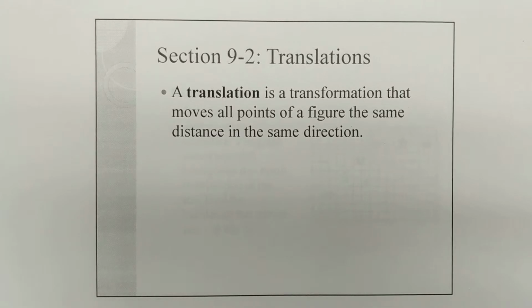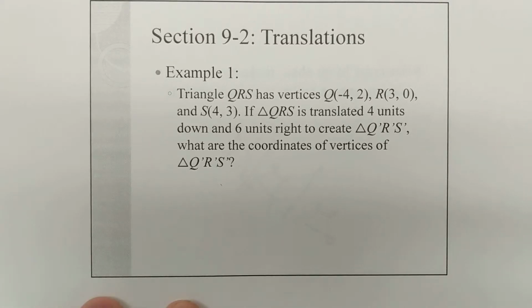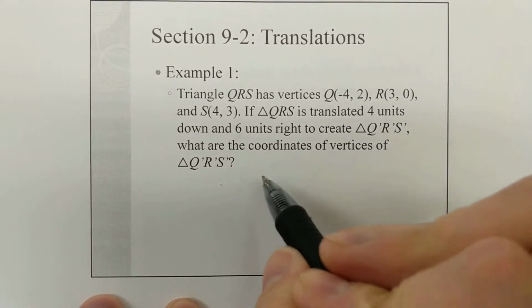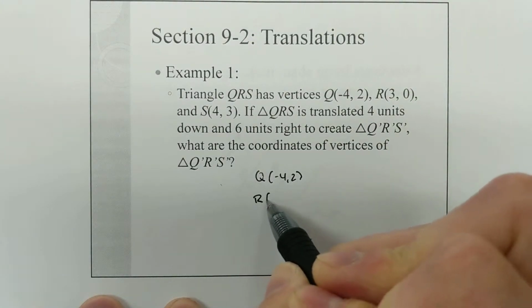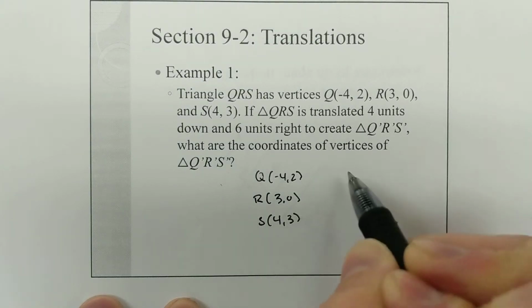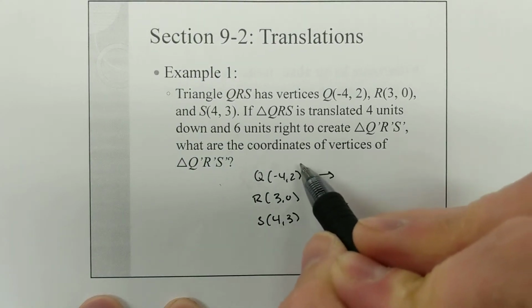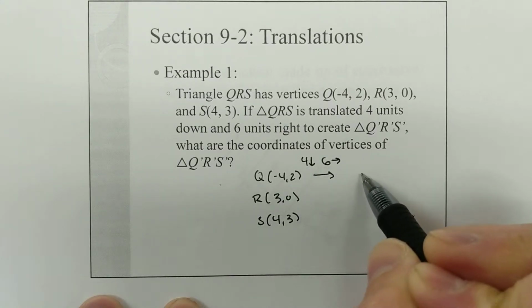in the same direction. So example 1 here, triangle QRS has vertices at the given locations. If triangle QRS is translated 4 units down and 6 units right, what are the coordinates of the new vertices of the triangle? So Q is at -4, 2, R is at 3, 0, and S is at 4, -3. And we're going to move everything 4 units down and 6 units to the right.